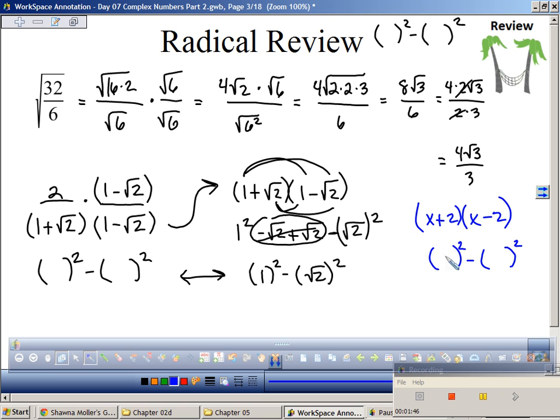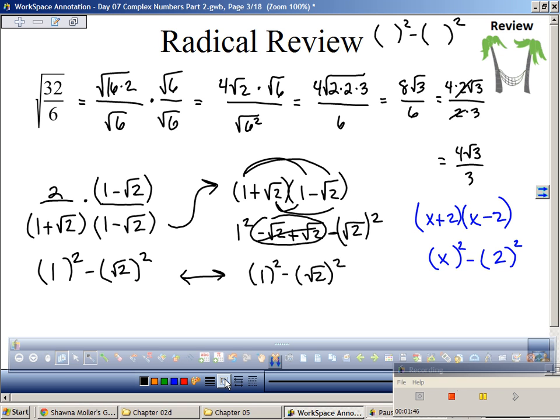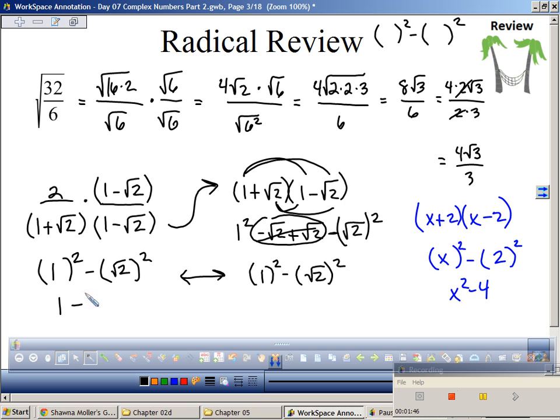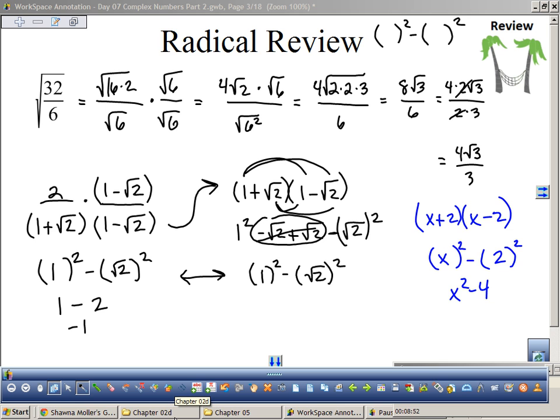What's my first term on this one? X. What's my first term on this one? 1. What's my second term on this one? 2. What's my second term on this one? Radical 2. See it now? So with this one it's x squared minus 4, and with this one it's 1 squared is 1 minus the square root of 2 squared. Right? Yes.